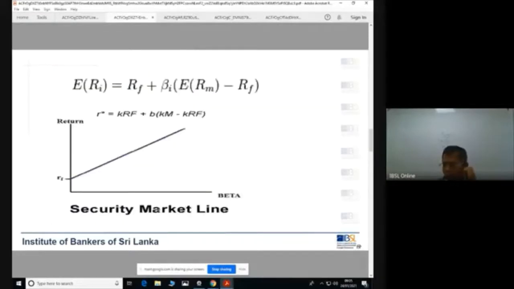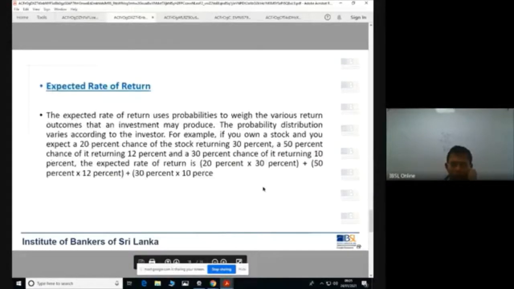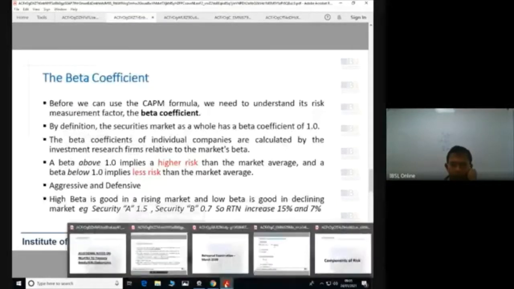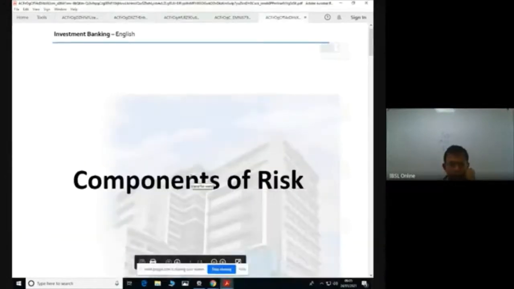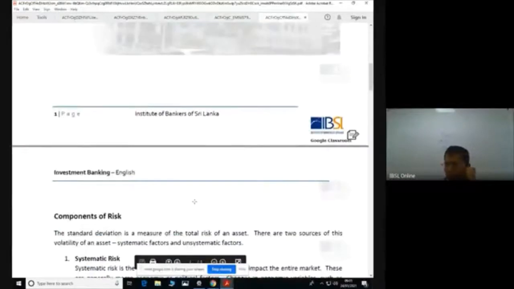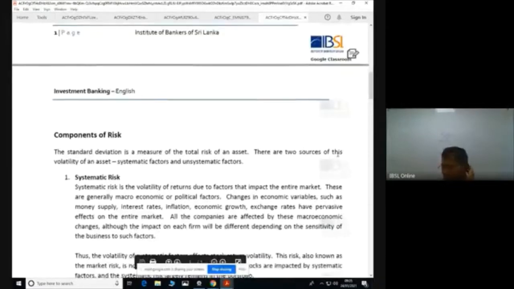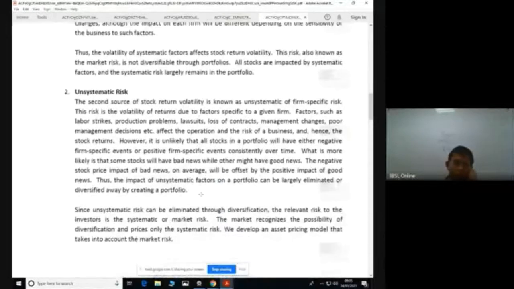This security market line and the CAPM we'll be learning later with this question. And this one I told you, the systematic risk and unsystematic risk. Systematic risk cannot be avoided. Unsystematic risk can be avoided through diversification. Yeah, this is the word, diversification.